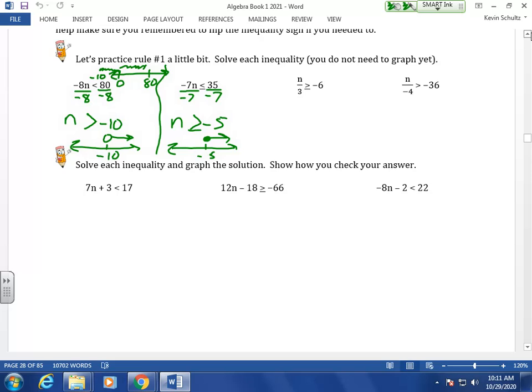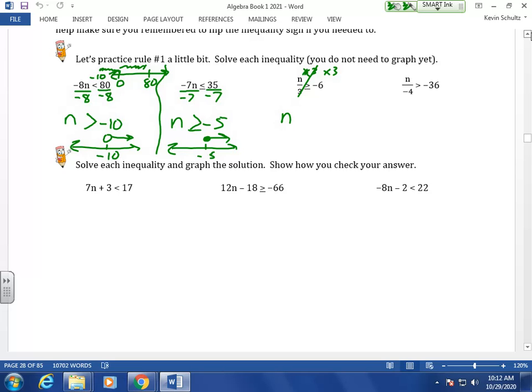The next one. N divided by 3 is greater than or equal to negative 6. What's the one step that we need to do here to solve for n, get n by itself? What are we doing to n? How do we undo that? Multiply by 3. Notice what happens when we multiply both sides by 3. On the left side, the 3's cancel out. We're left with n. That's why we multiply by 3, to get n by itself.